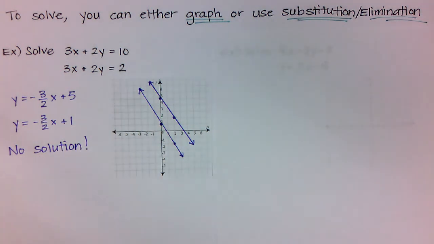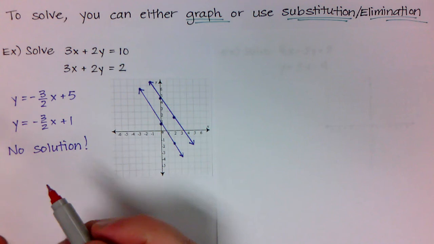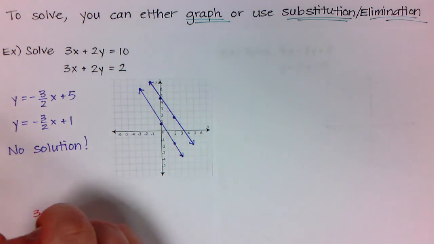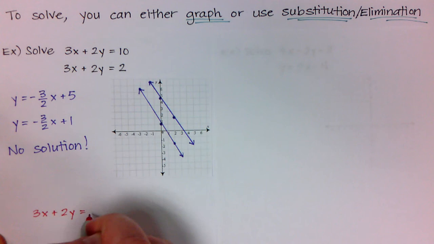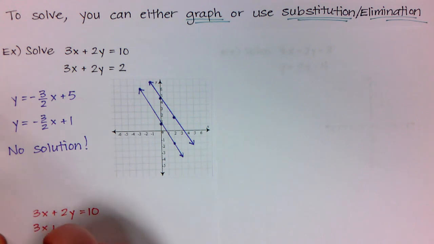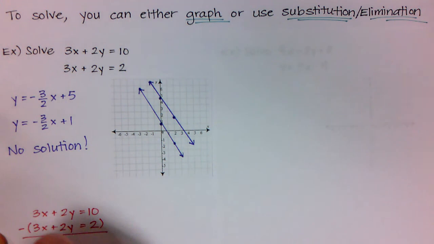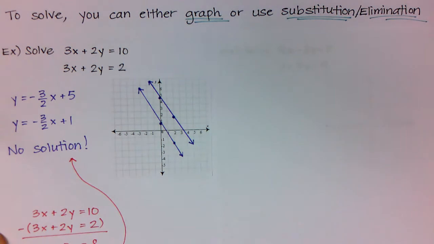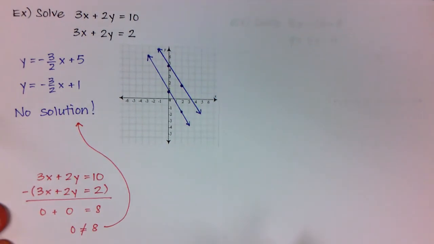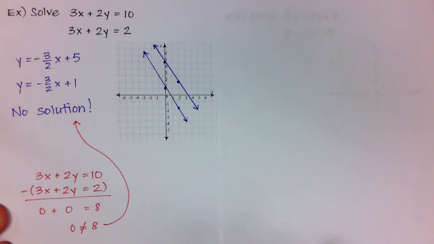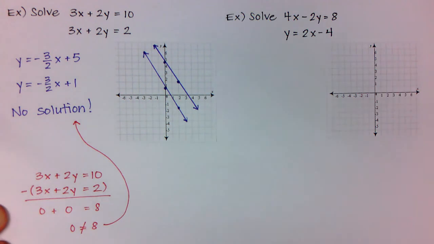The other way that you could have done this was by either substitution or elimination. I'm going to do elimination. So I'm going to line up both of my equations. And I see here I can just subtract that bottom line. 3x minus 3x is 0. 2y minus 2y is also 0. And 10 minus 2 is 8. And you can see that 0 does not equal 8, so therefore it's inconsistent. It has no solution. There we go. All right, let's do one more and then we're going to be done.